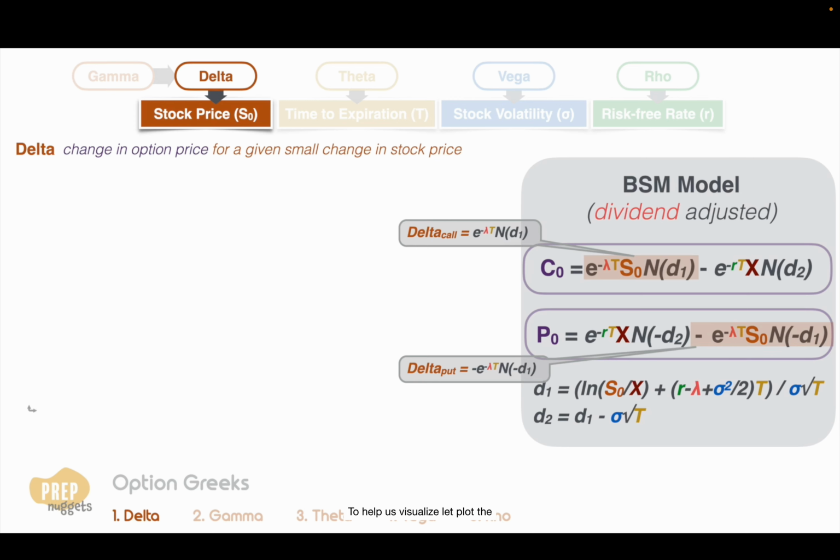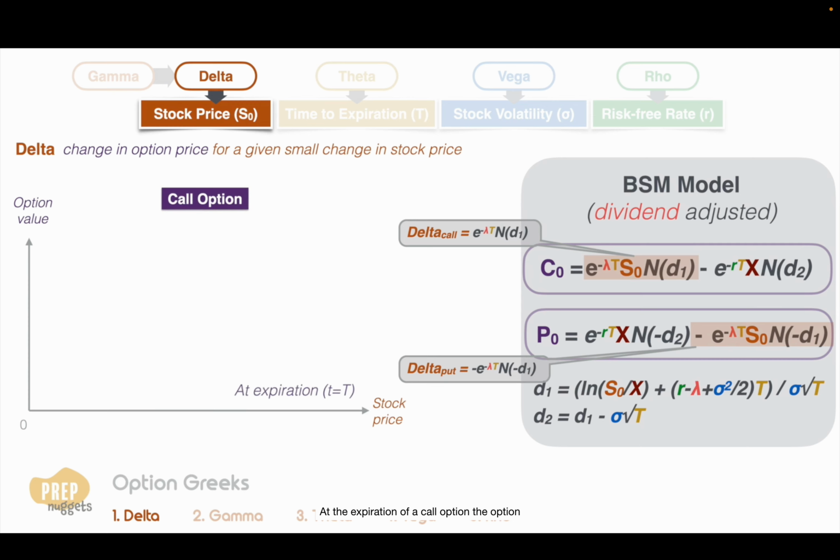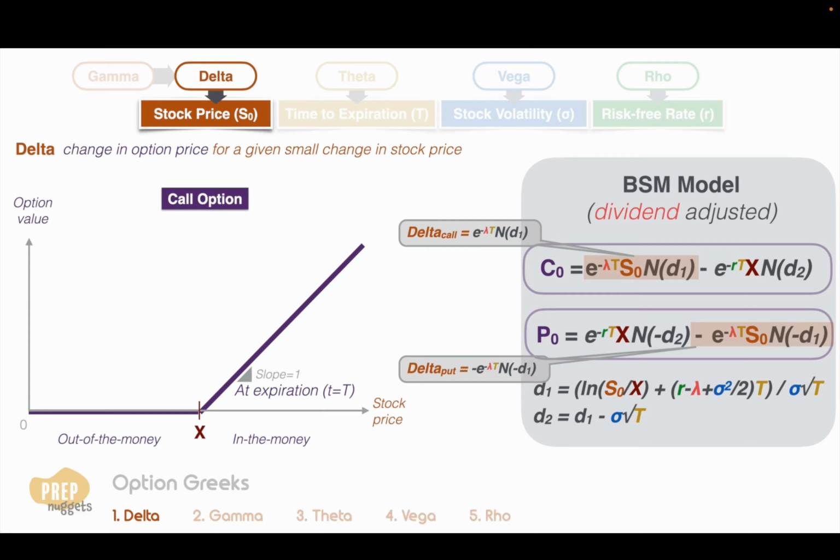To help us visualize, let's plot the relationship between option value and the underlying stock price. At the expiration of a call option, the option expires out of the money if the stock price is lower than the strike. The value of the call option must be 0. If the option expires in the money, the increase in the value of the call option exactly matches the increase in stock price over the strike. The line here should have a slope of 1. In essence, at expiration, the delta at prices lower than the strike is 0, and 1 at prices higher than the strike.